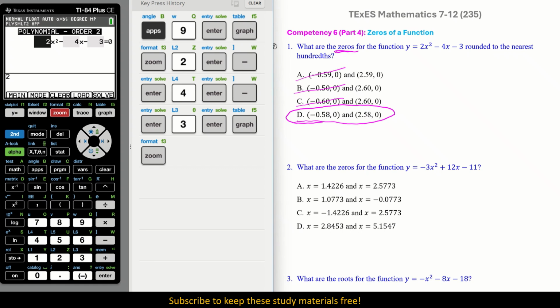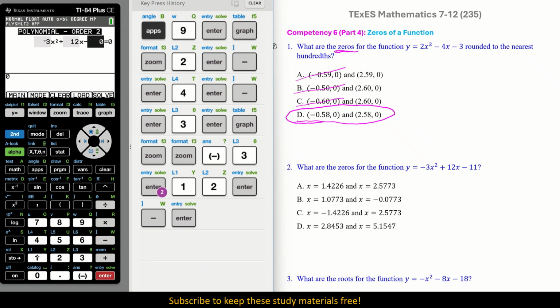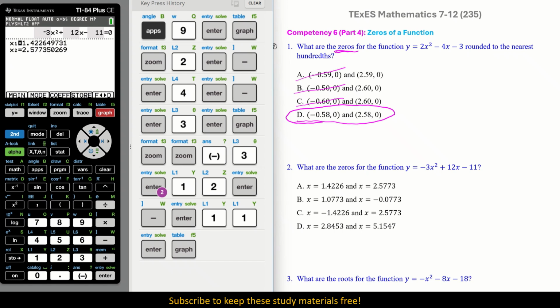So let's do our type over. You could push clear, and there you go, we have our leading 1. But again, we need negative 3. This time it's a negative symbol, and then your 3 and enter. Plus is okay, so push enter. But now we need 12, then enter. But plus is not okay, so push your subtraction, enter. Now 11 and push enter. Everything should be entered well, and yes, it is. So now where it says solve, that's graph.